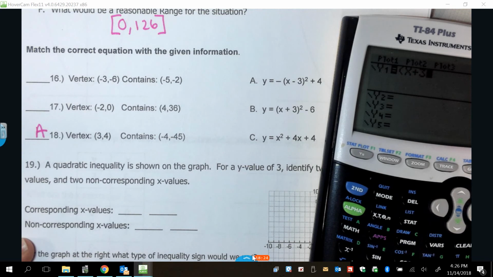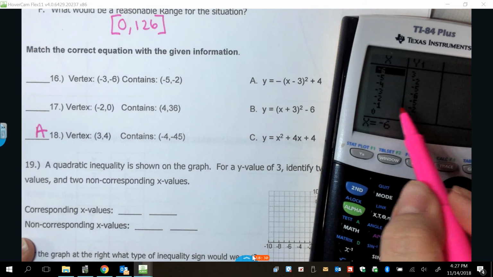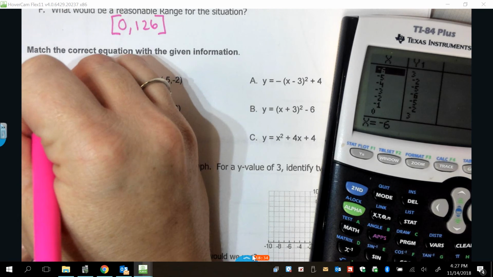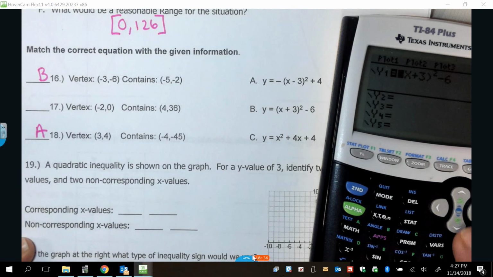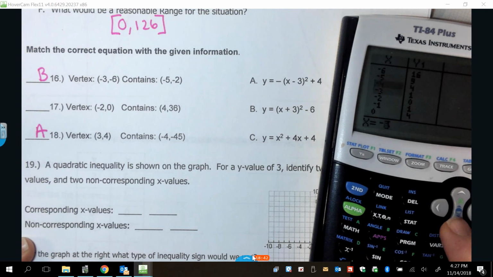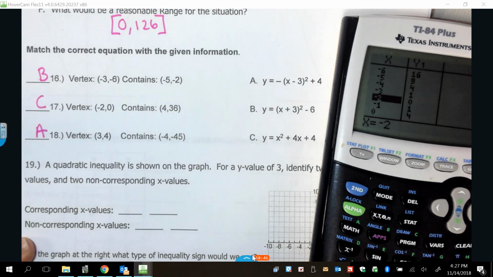(x plus 3) squared minus 6. Finding my rainbow, which is here. Negative 3, negative 6. So that is here. So this is B. x squared plus 4x plus 4. Second graph. Let's make sure I did it right. And here's my vertex, which is negative 2, 0, which is here. So I did do it right.